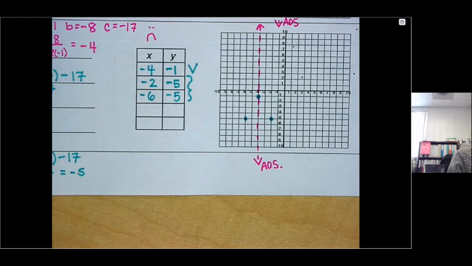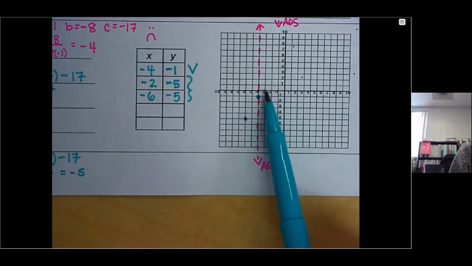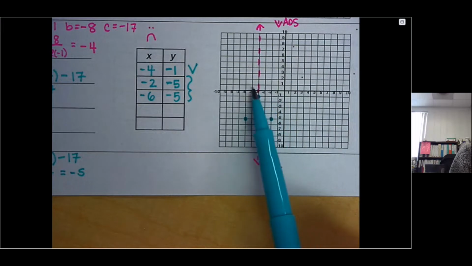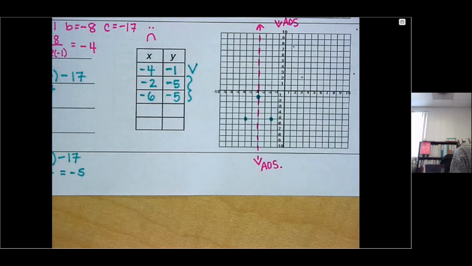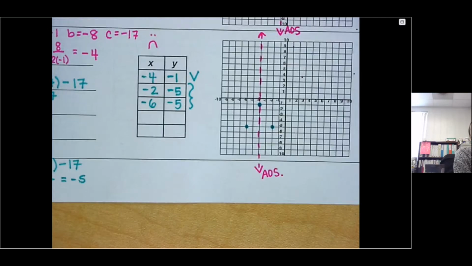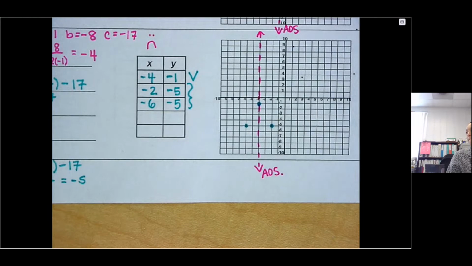Okay? So you could pick negative one, you could pick negative three, you could pick negative five, or you could pick negative seven. Any of those are fine. Something that's close to this area. So you pick a number and you try it out and we'll see if we get the same number, okay? So give it a try, plug something else in. Anything you want.